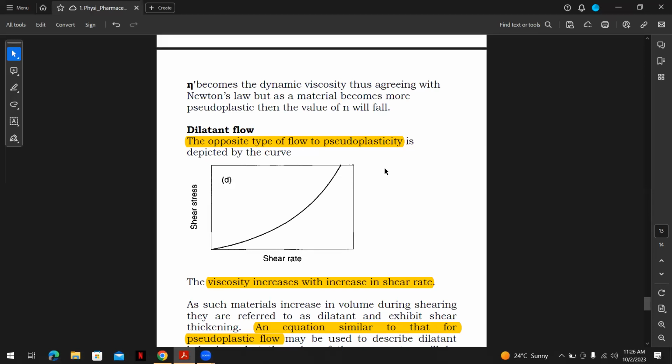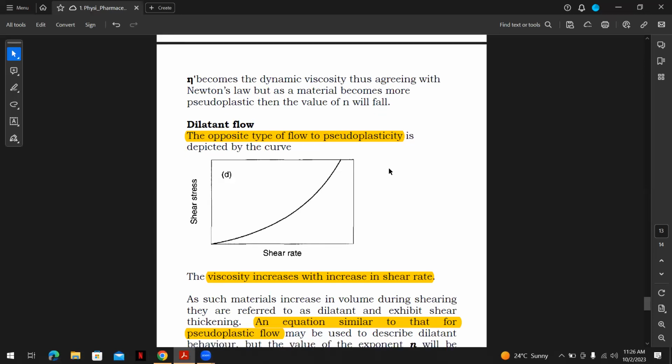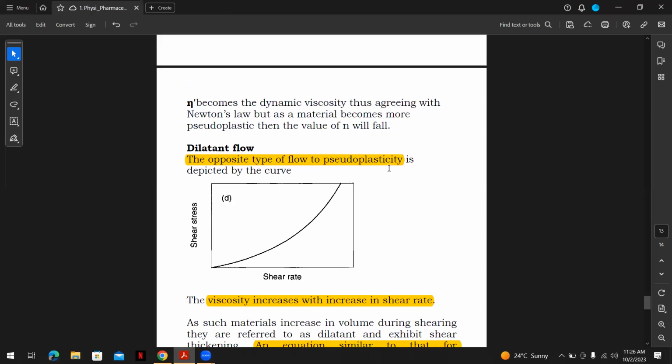Okay, so dilatant flow is opposite to pseudoplasticity. With pseudoplasticity, we said if you increase the shear rate, the viscosity decreases. But now with dilatant flow, if you increase the shear, the viscosity will increase.